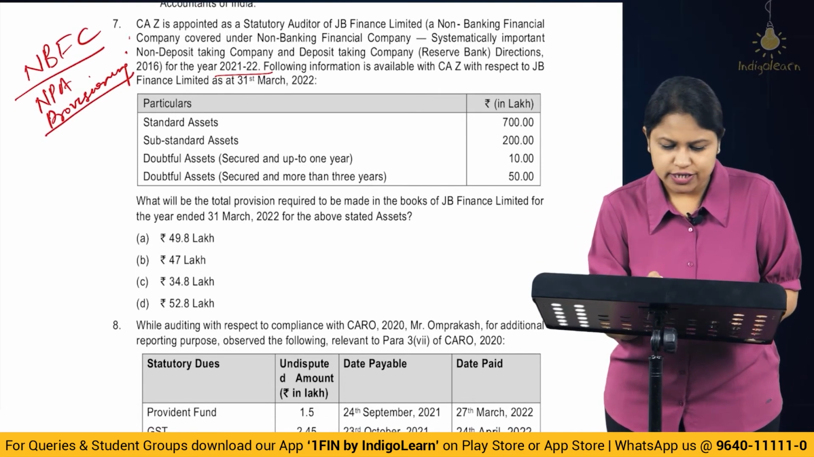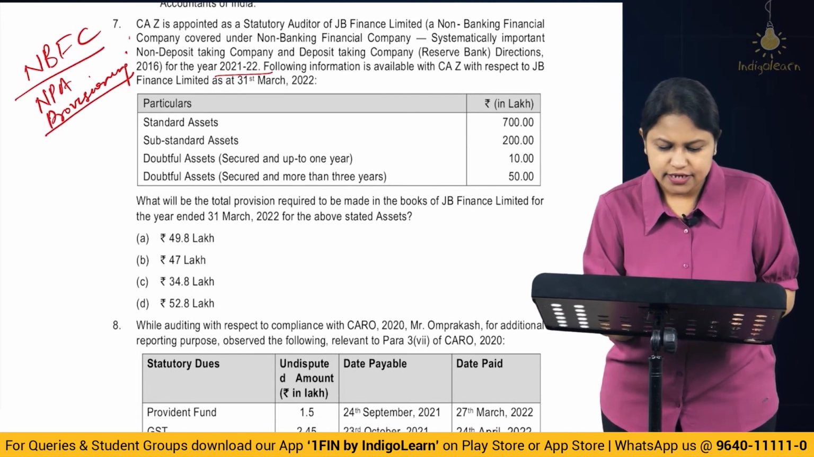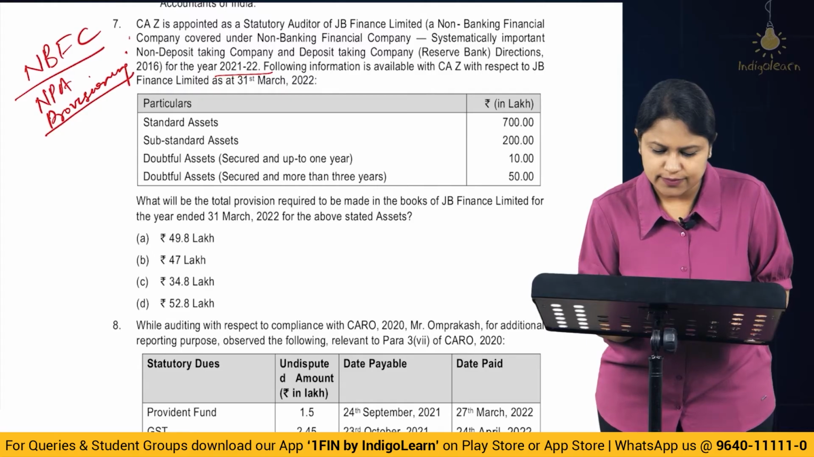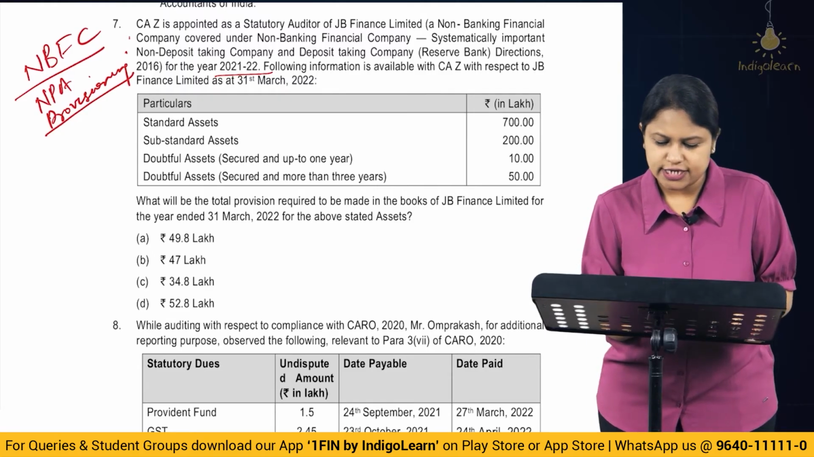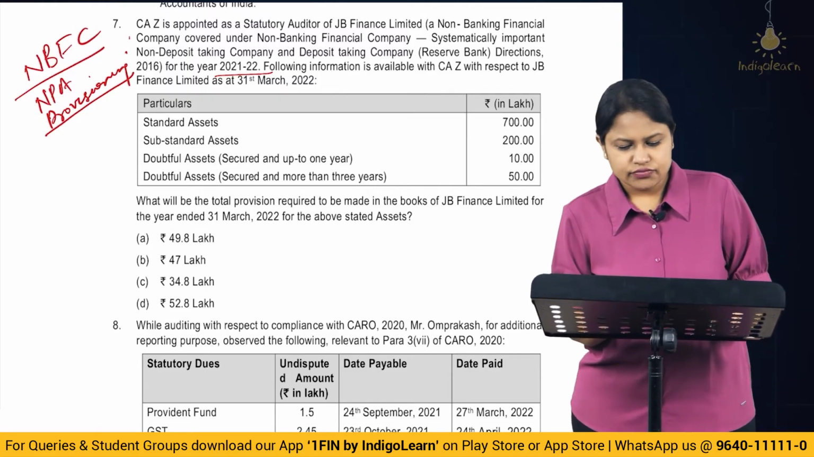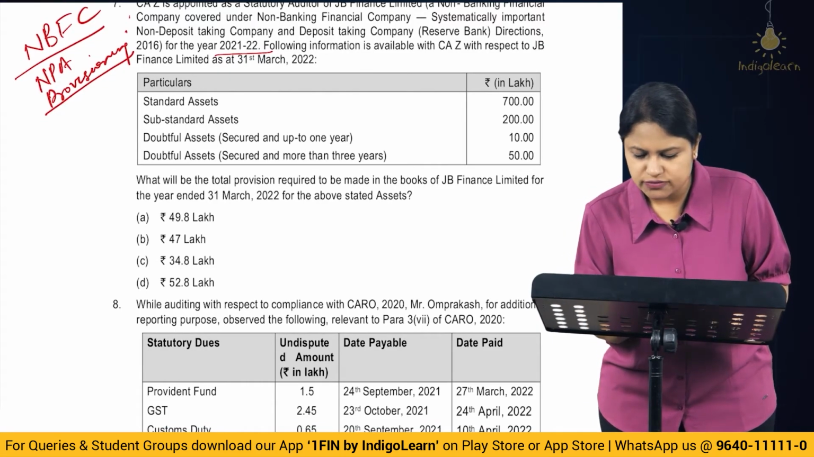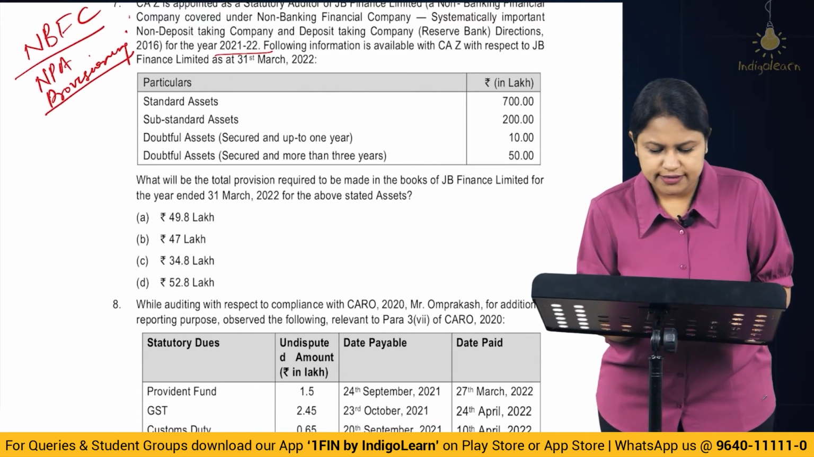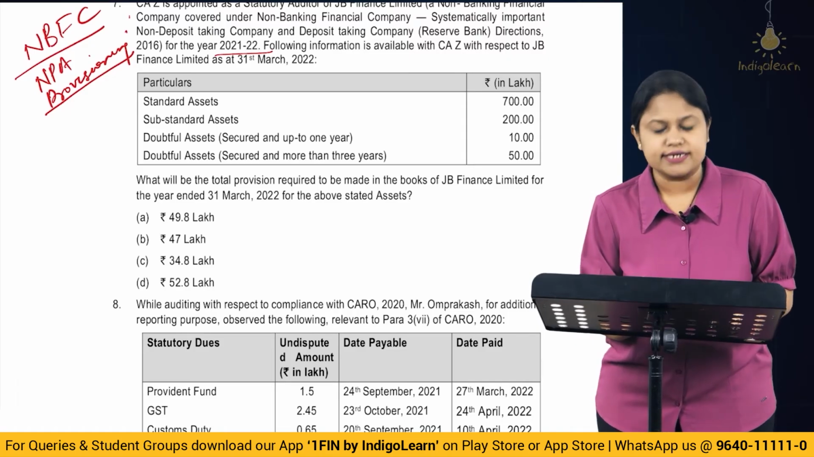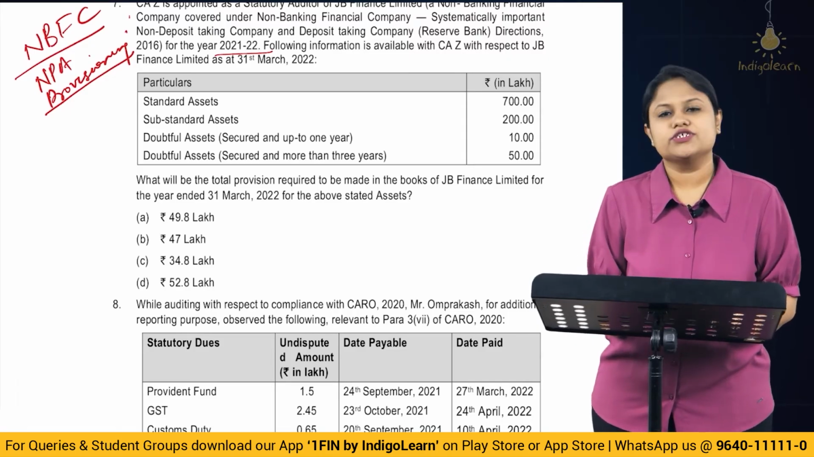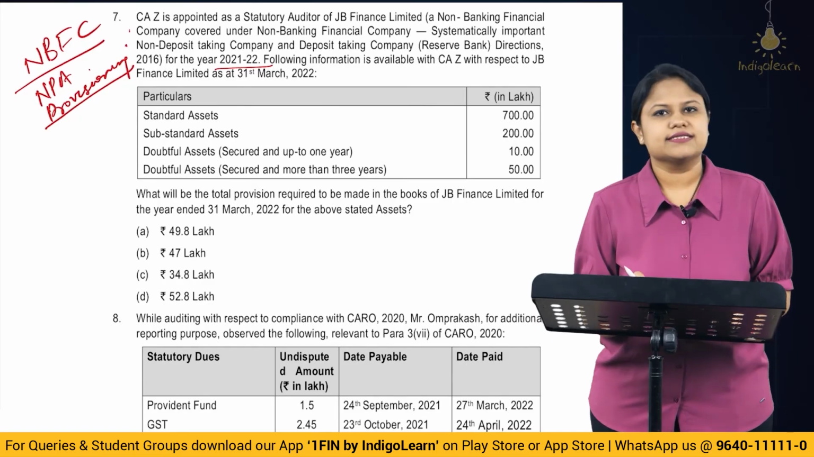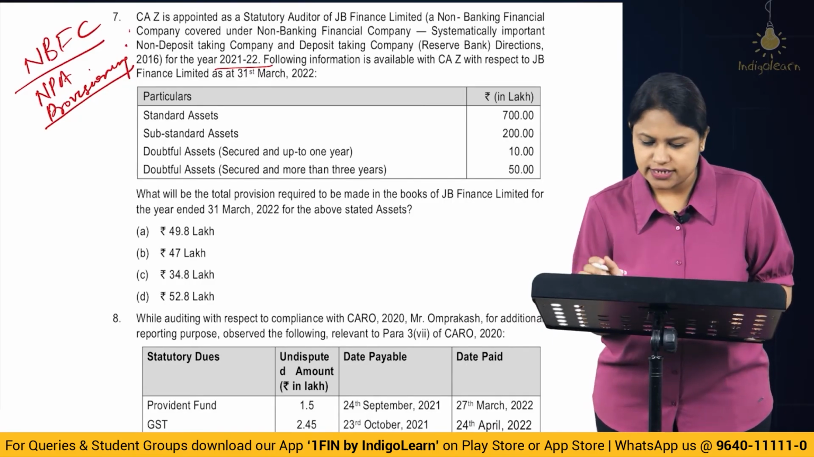So the question is talking about standard assets, substandard, doubtful assets secured up to 1 year, then doubtful assets secured and more than 3 years. What will be the total provision required to be made in the books of ZB Finance Limited for the year ended 31st March 2022 for the above stated assets? So nothing but provision has to be made for all these assets in the books of accounts. So let us see what is the requirement.